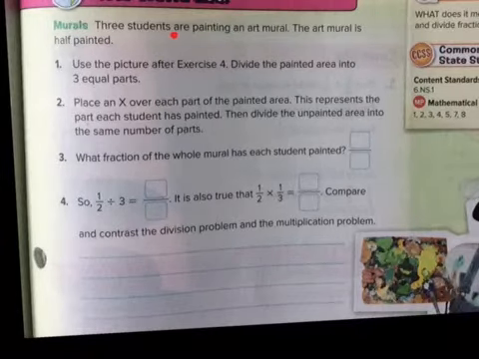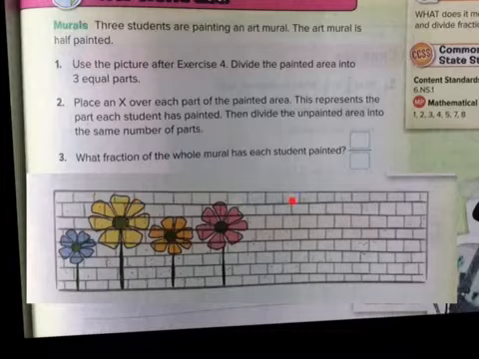Murals. 3 students are painting an art mural. The art mural is half painted. So here's the wall, and the mural is half painted. If we look at half of the wall, it's half painted. They probably want to draw another 4 flowers on this side, or paint, sorry. Use the picture after exercise 4, this picture.